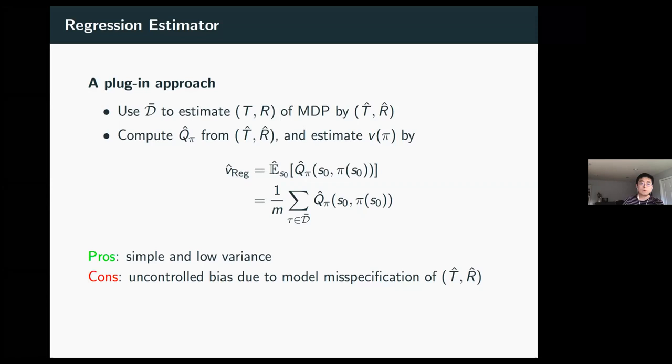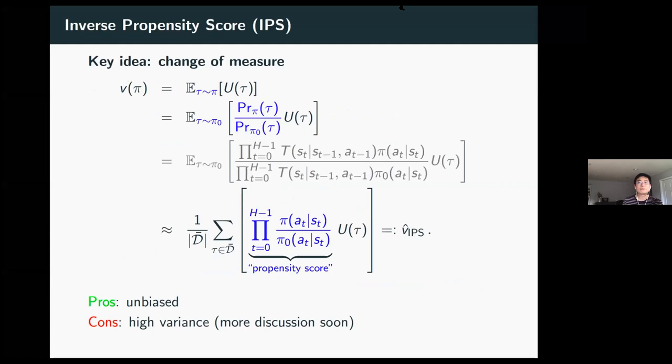Another approach is based on the idea of importance sampling, also called inverse propensity score. The idea is very simple. Remember that the policy value is defined as the expectation of the return when the trajectory is generated by the target policy pi. All you need is to change the measure, or use an importance weight, when tau is generated by the behavior policy. So you use this weight to do a weighted average of the rewards in your data, and then you get an unbiased estimate of the true policy value.